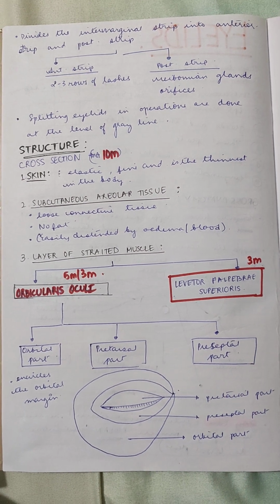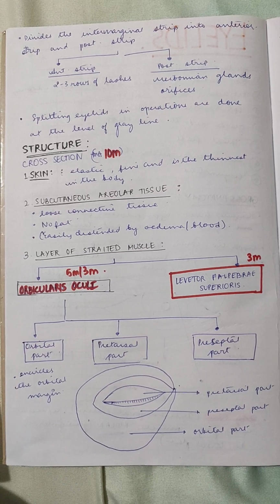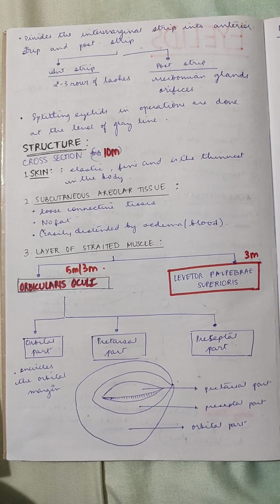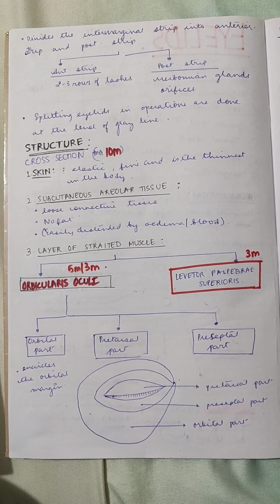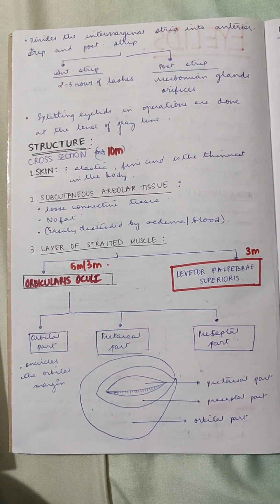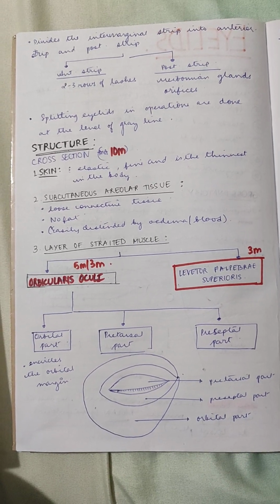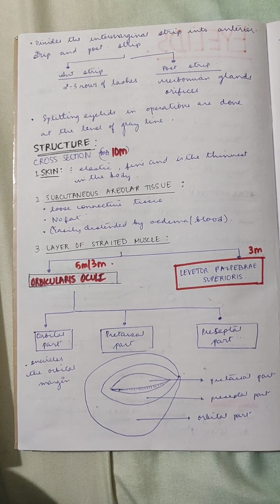Cross-section of the eyelids is an important 10-marker question. So we have different layers in the cross-section. We have skin, subcutaneous areolar tissue, layer of stratified muscle, and there's going to be submuscular areolar tissue, fibrous layer, and a layer of non-stratified muscles, a smooth muscle layer, and lastly the conjunctiva.